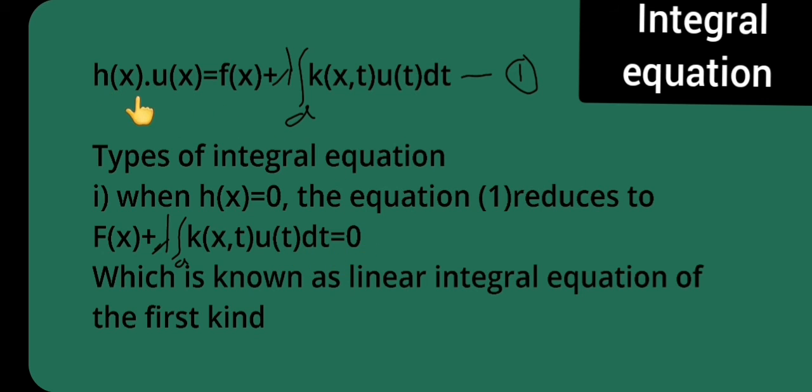Because if my h of x is equal to 0, what will happen? The entire term will become 0. So this is what I wrote here, which is known as a linear integral equation of the first kind. So then we say this is a linear integral equation of first kind. This is the continuation of that classification of integral equation. Okay, next.